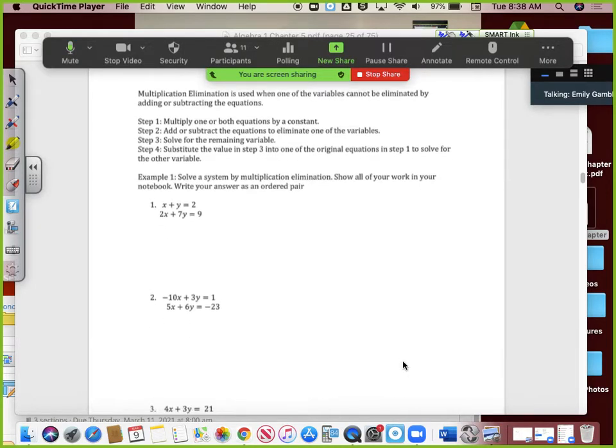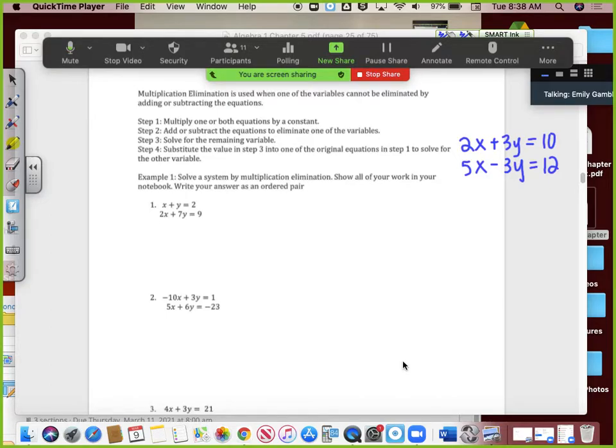And this is used when one of the variables cannot be eliminated by adding or subtracting the equations. So if you remember yesterday, every system that we saw, you were able to eliminate it because maybe it looked like this. 2x plus 3y equals 10, and then maybe like 5x minus 3y equals 12.